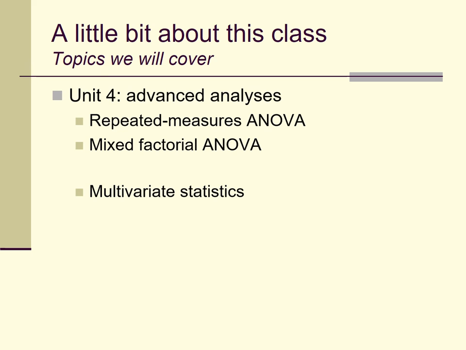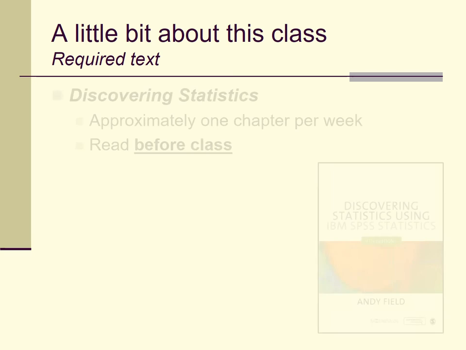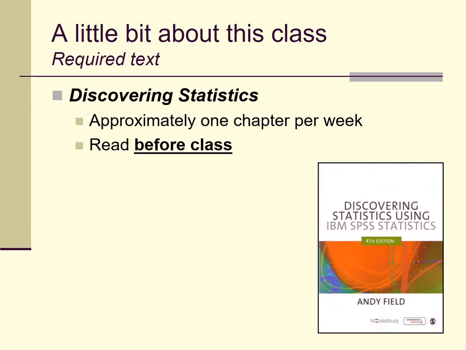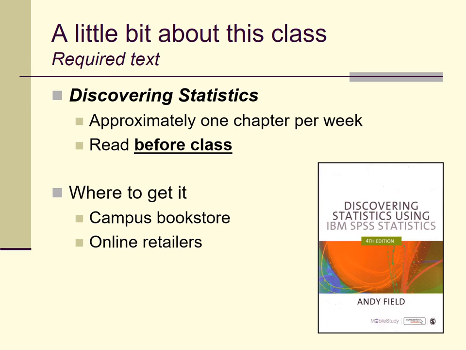I enjoy it. Anyway, if you're in the class, what's the required text? I require that you get the current version of Andy Field's Discovering Statistics Using SPSS. It's currently in its fourth edition, although he has a new companion volume out called An Adventure in Statistics, which is similar topic material presented in a different way. If you're enrolled in my class, you can get this book at the campus bookstore. Well, if you are or if you're not, everyone can get this book from online retailers or from the publisher. It's published by Sage, as you can probably see if you squint down at the bottom right corner.